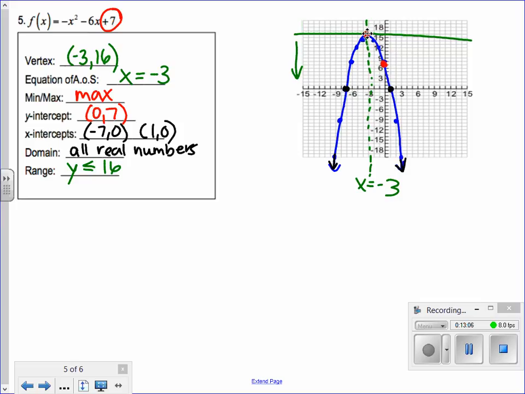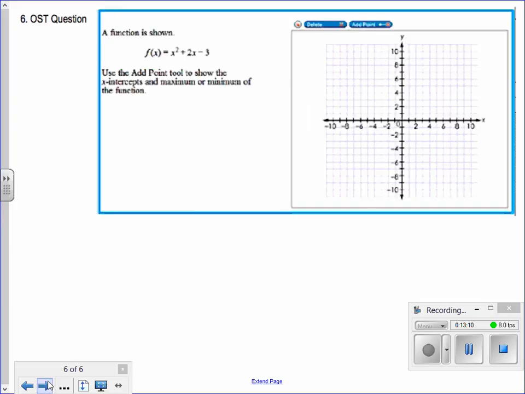All right, one more. This is going to be an OST style question before we get to practice. So we have a function shown, x² plus 2x minus 3. It says use the add point tool to show the x-intercepts and the maximum or minimum. So you don't even have to graph the entire equation this time. This would be a computerized question where you use what they call the add point tool to just add points to your graph. So we're going to add the points of the x-intercepts and the max or the min.